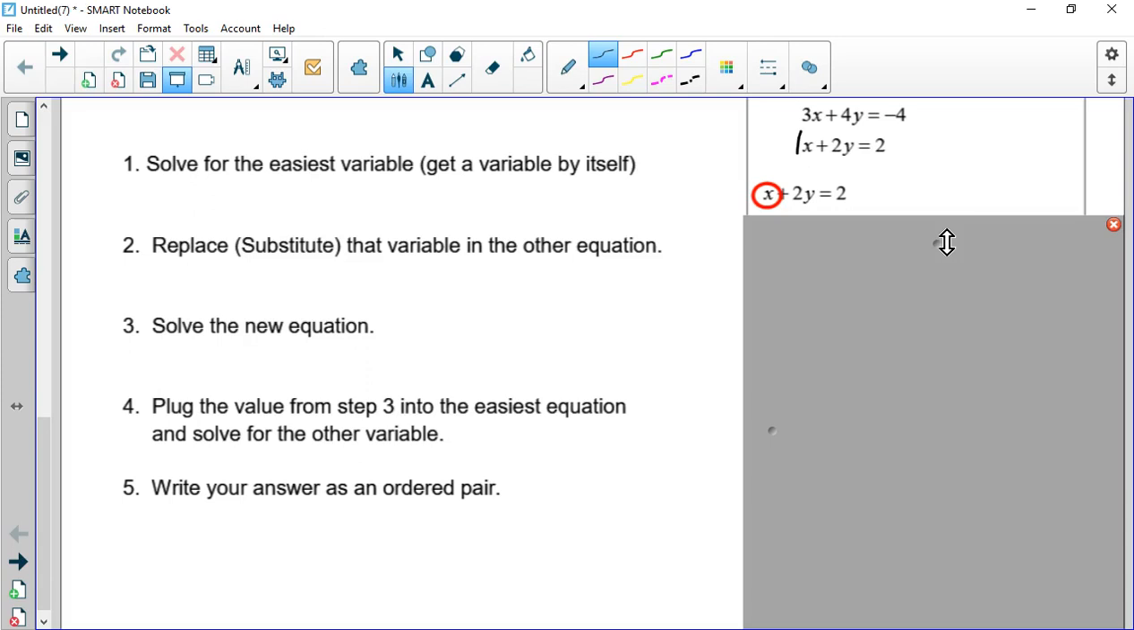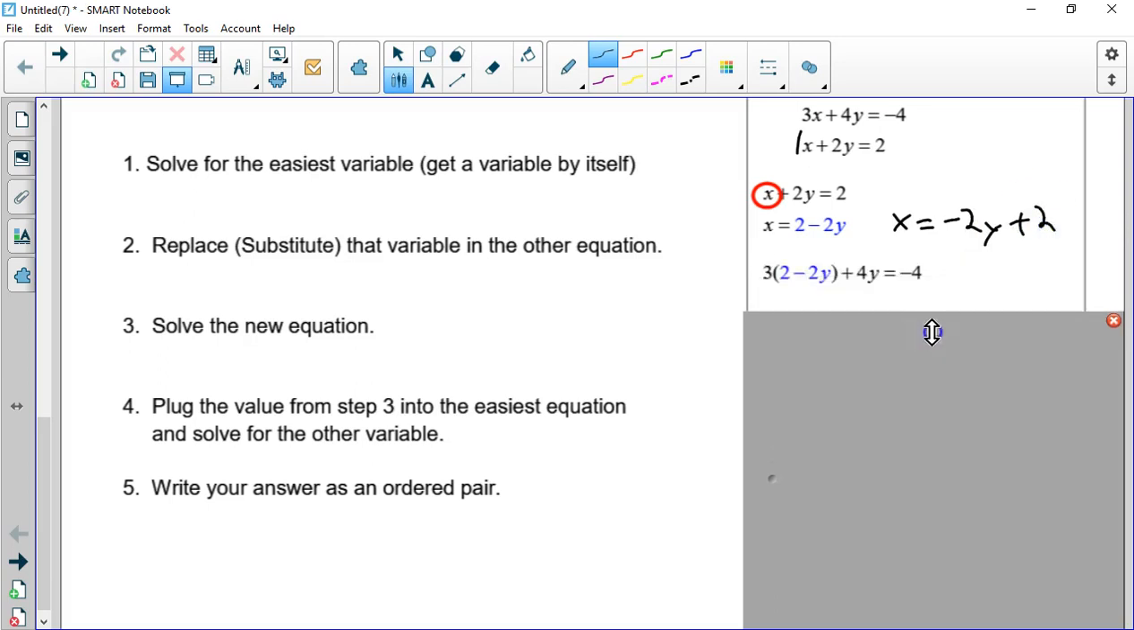That has the easiest letter because it's already by itself. Now, sometimes you can divide by a number and get the x or y by itself, and that's fine. But you want to go for the easiest one. This one's easy because it's already by itself. So to rewrite it by itself, I'm going to subtract 2y and move it over like this. Now you have a choice. You could also write x equals -2y plus 2. It makes no difference. Okay?